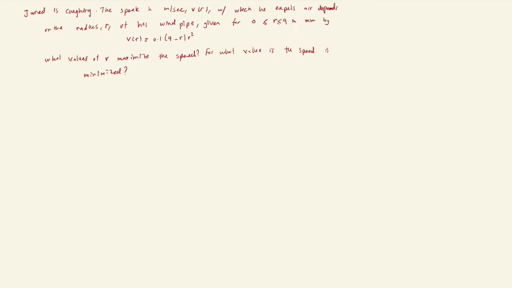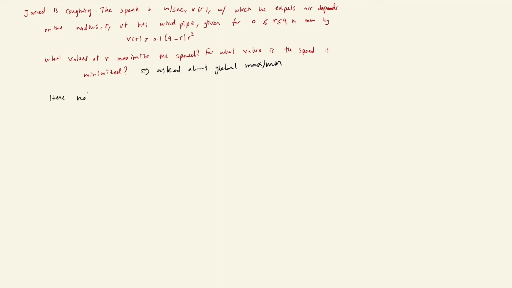Jared is coughing. The speed in meters per second, given by v(r), with which he expels air depends on the radius r of his windpipe, given that r is between 0 and 9 millimeters, by this formula v(r). We are asked what values of r maximize the speed, and for what values the speed is minimized. This question asks us to find a global maximum and minimum of the function v(r).